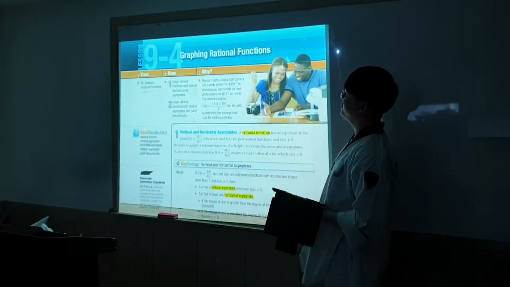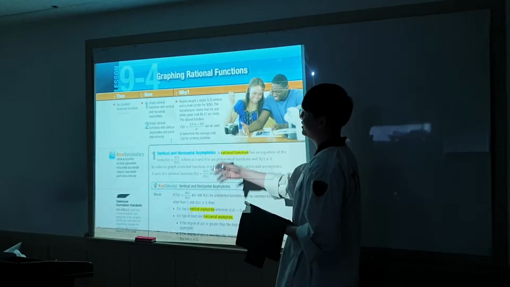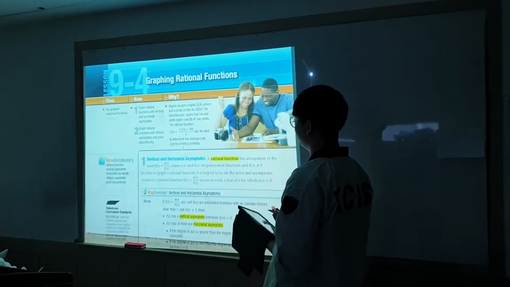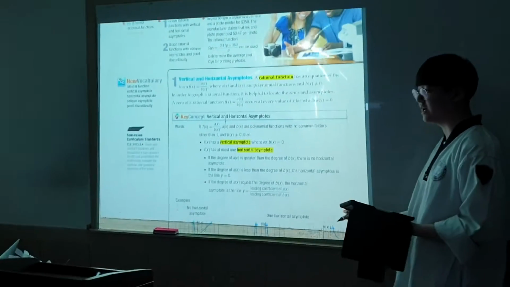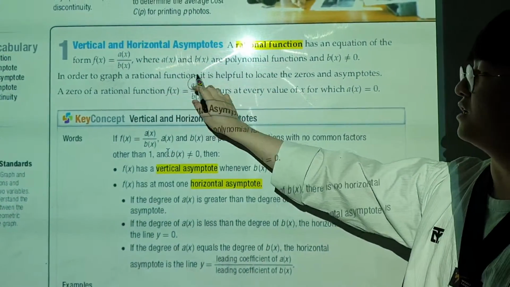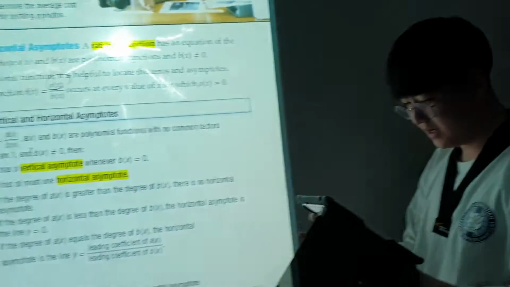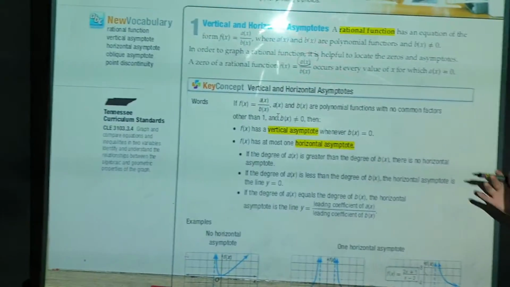Alright, so here is lesson 9-4, and in your book it is 8-4, and the title is graphing rational functions. A rational function is a function made by polynomials, with a polynomial in the denominator and in the numerator. And here we are going to look at the asymptotes.